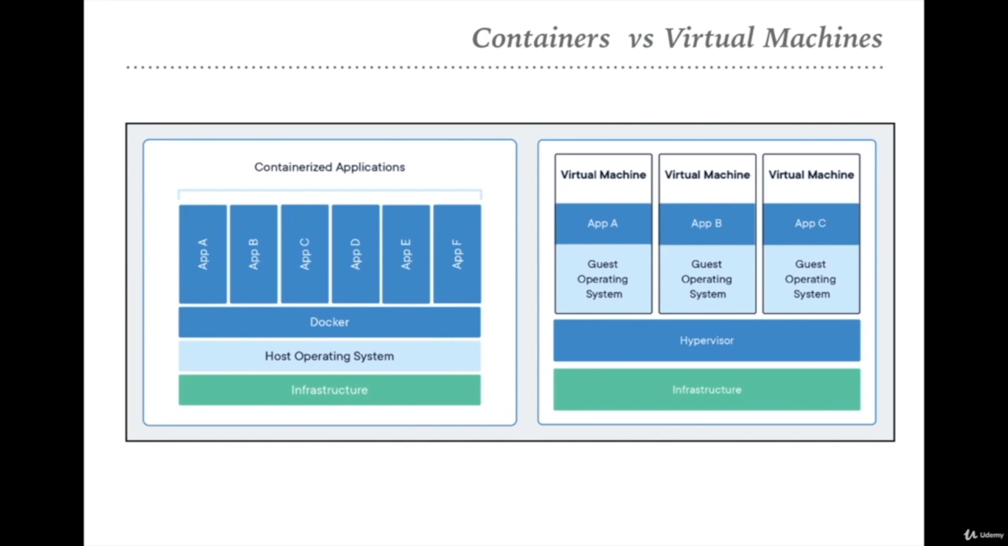So let's start. There are two host machines. Host machine A is running the containers and host machine B is running the virtual machines. For host machine A, the infrastructure is there, then the operating system running on the host machine, and on that operating system we are running Docker. You can see the infrastructure layer is the lowest layer. After that, we have the second layer, which is the host operating system. We have set up a Linux cloud machine, so Linux is my host operating system, and over Linux we have installed Docker. So Docker is installed over the host operating system.